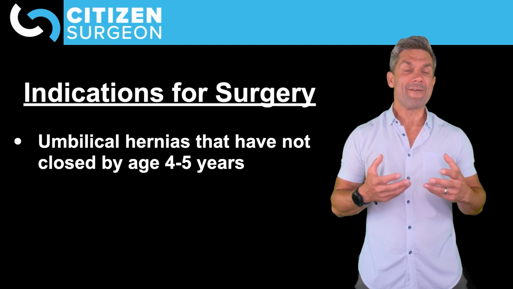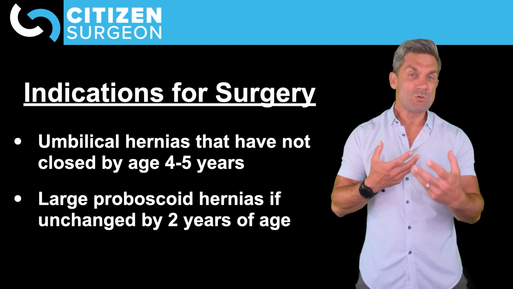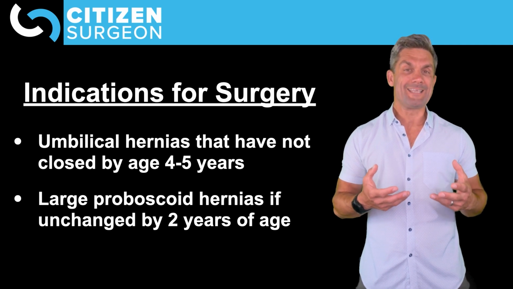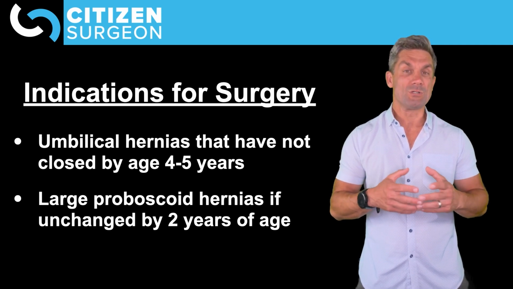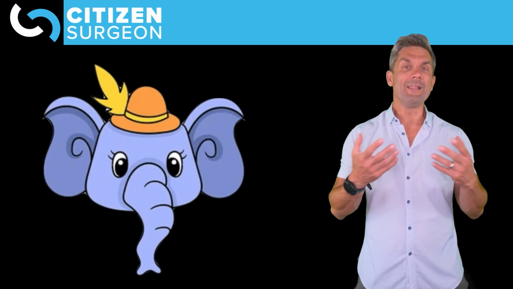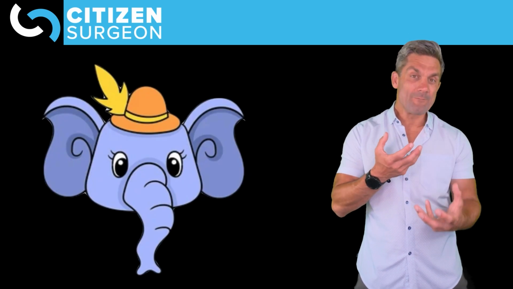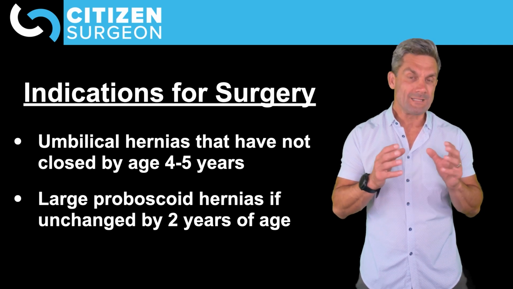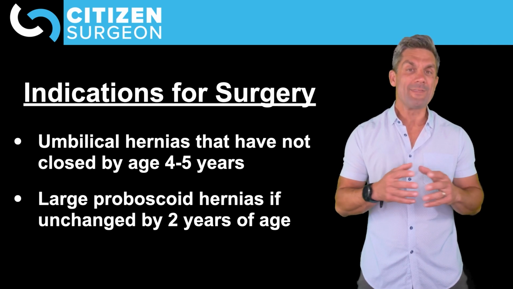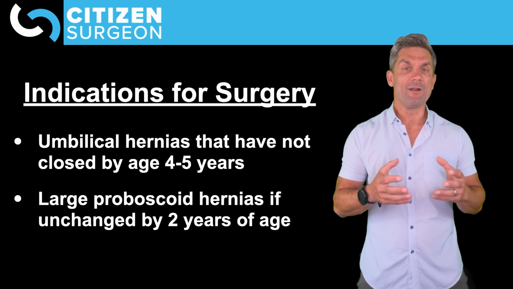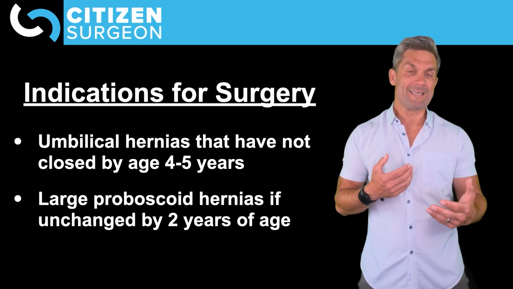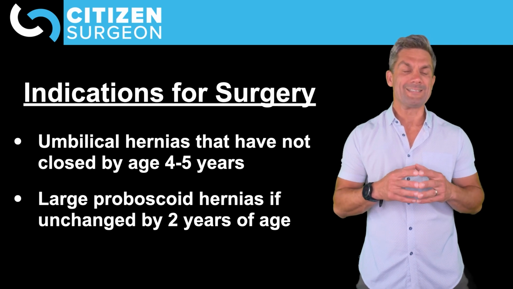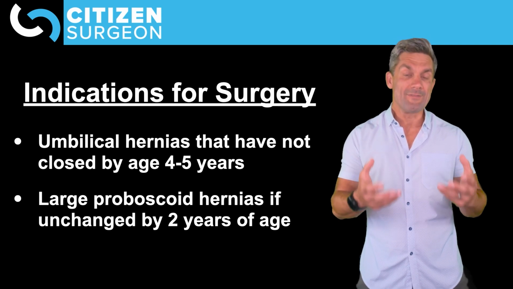Now, what's another indication? Well, this is if you have a large proboscoid umbilical hernia with a significant amount of excess skin. Sometimes we could say these are trunk-like or look like an elephant trunk, and they can hang down quite significantly. And sometimes I will fix these a little bit earlier, say around the age of 2, if there is a lot of excess skin. And we'll talk about some strategies to get rid of that excess skin. I'll put some references, of course, in the description below.